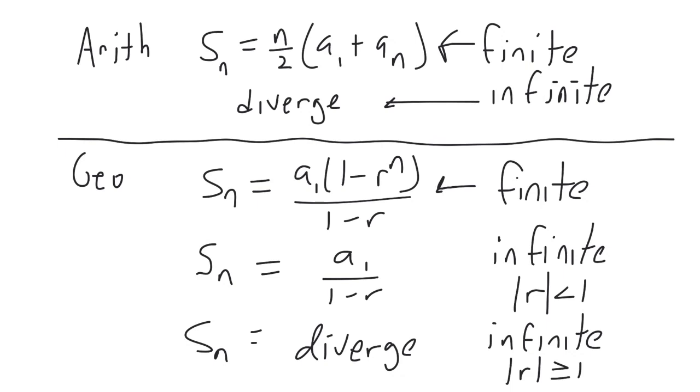Here are the formulas we've done in this video for a finite arithmetic series, infinite arithmetic series, no answer. Finite geometric, infinite geometric, where the r value is a fraction, so it could be a positive or negative fraction. If the absolute value of r is greater than or equal to 1, then it diverges.